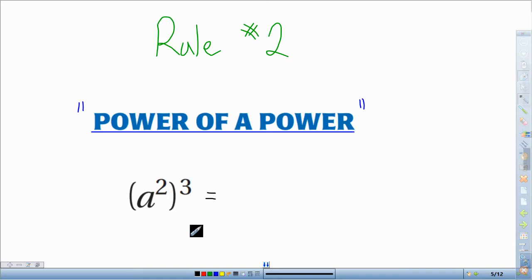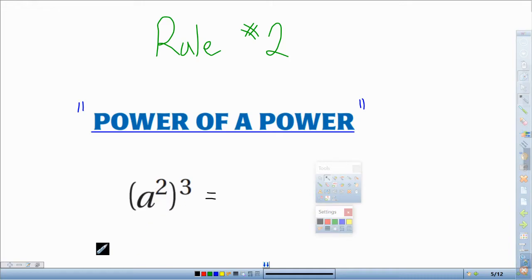All right, so when we have problems like this where there's a power on the outside of the parentheses, technically a power of a power, here's what we do. We will multiply the exponents. So a to the power of 2 to the power of 3, and let me show you what's going on here.